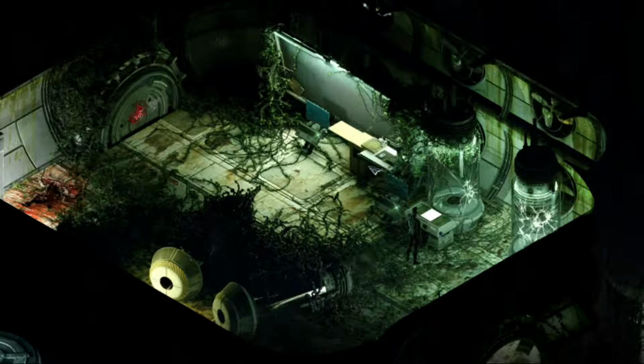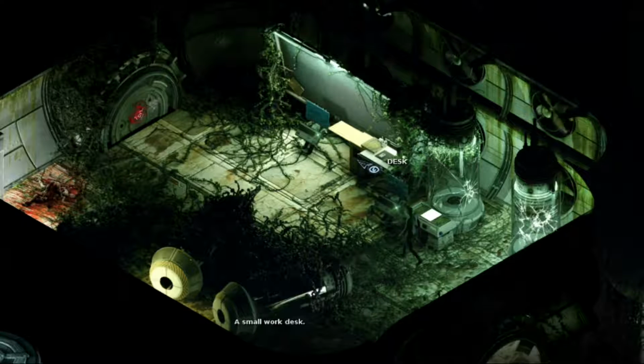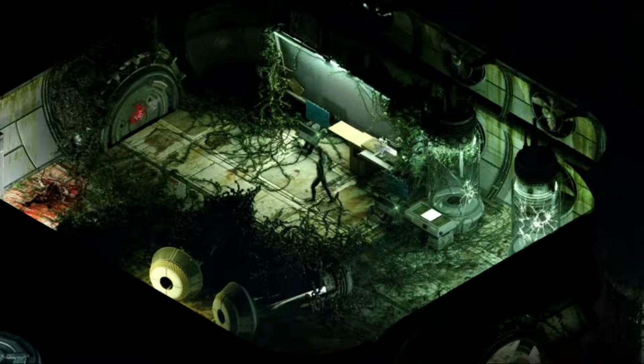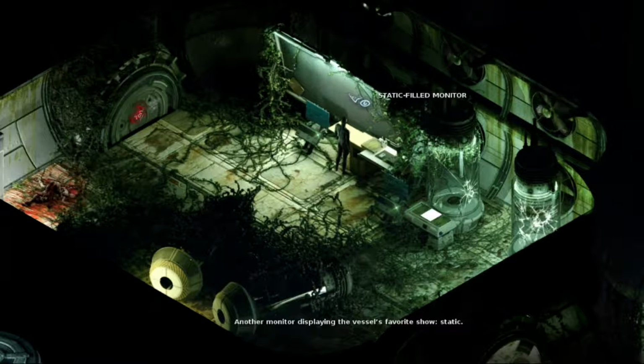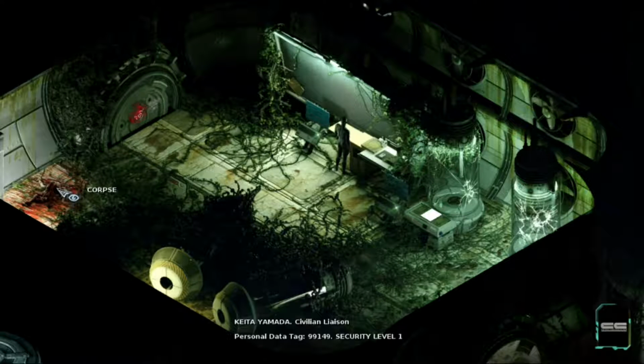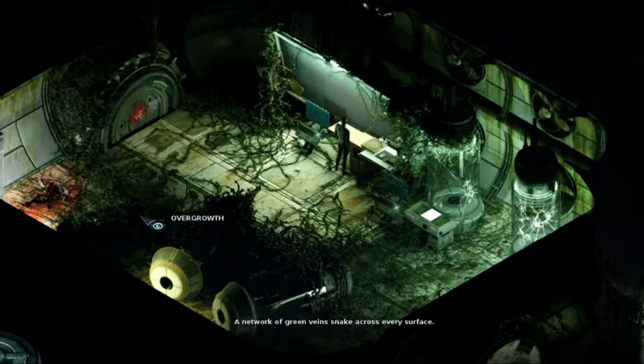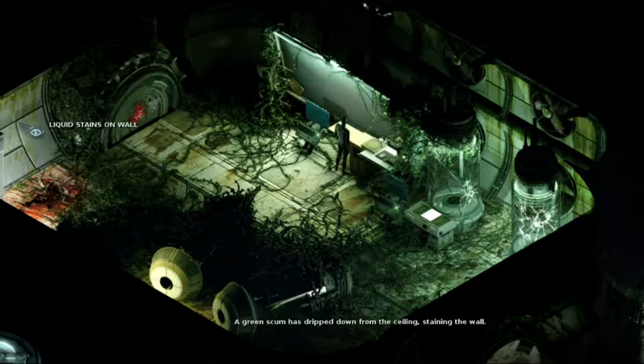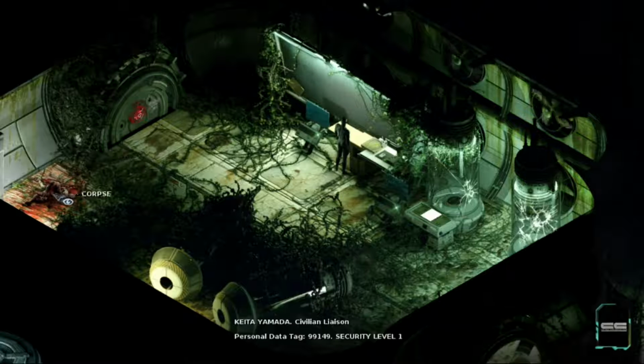Okay, so desk, a small work desk, static field monitor, another monitor displaying the vessel's view, show static. So there is a computer terminal here, a network of green veins snake across every surface. So liquid stains on wall. A green scum has dripped down from the ceiling, staining the wall.